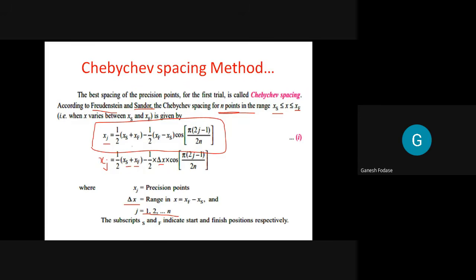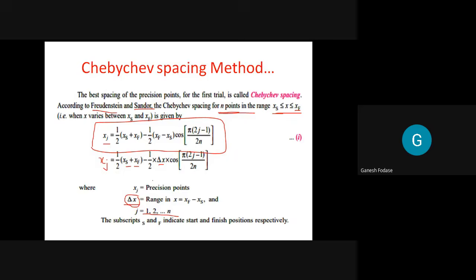So this formula is there. It is nothing but xj, the jth precision point, is equal to half of xs plus xf minus half of delta x into cos of this term. To find precision points, we must know delta x. What is delta x? xf minus xs. So to know the precision points, we must know the range of x, that is xs, xf, and n. That is sufficient to give you n precision points. We will take an example on this later on. This is the Chebyshev spacing formula to locate precision points.